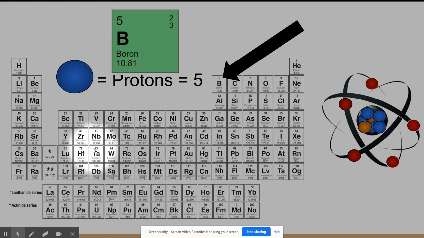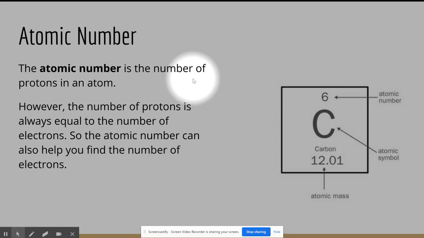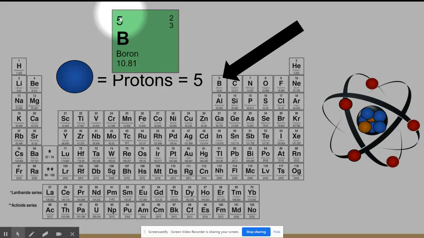Keep going, keep going. 73, 74, 75. Just keep increasing those numbers. You can get all the way up to crazy numbers like 118. We even can go a little further than that. As long as we're increasing the number of protons, we're changing the element, what they are. So the atomic number is the number of protons in the atom. This little number up at the top of each one of these tiles tells us how many protons we have.